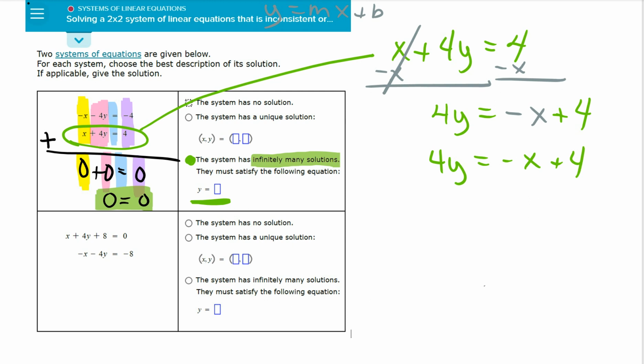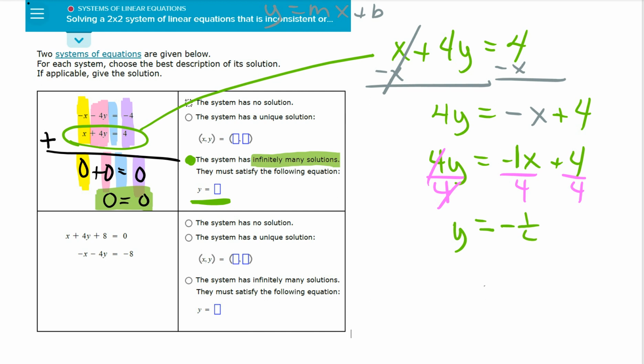And now I need to divide off that 4. But what you do to one side, you got to do to the other. So everybody gets divided by 4. The 4 cancels out here. And then I have to realize that negative x over 4, this is really an invisible one.